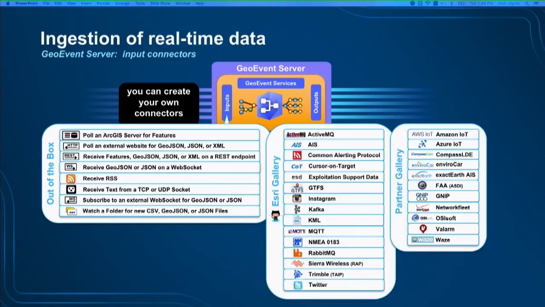One of the things we added last year were the two top ones on the top right, which allow us to connect to the Amazon IoT and Azure IoT hubs, so that you can bring in real-time data from those IoT hubs and integrate that into the rest of your system as well.